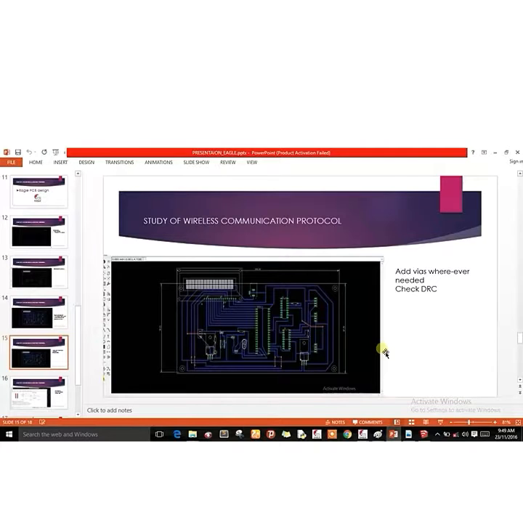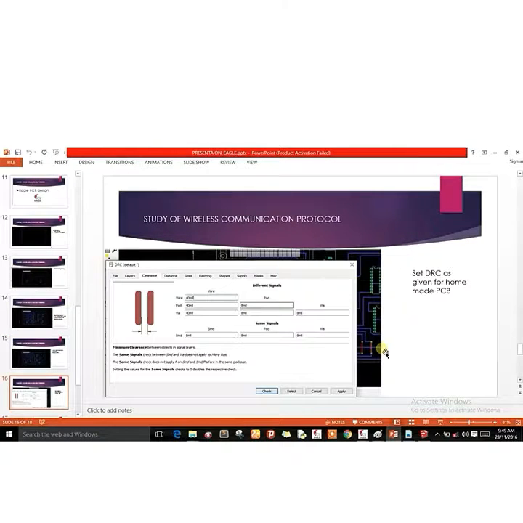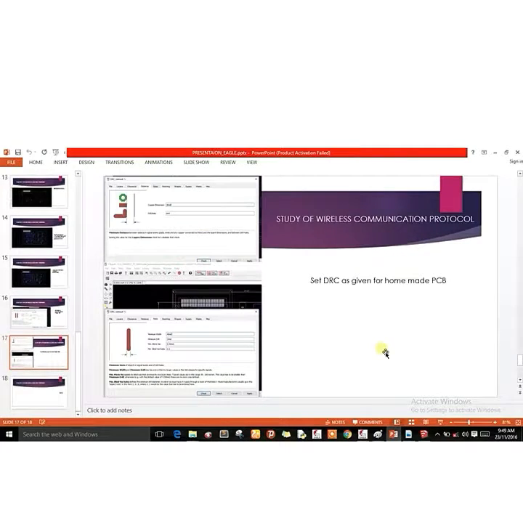In DRC, fill up the rules for a homemade PCB: the distance between two wires is 40 mil, the distance between wire and pad is 40 mil, the distance between wire and wire 40 mil. So in this way fill up the information. The distance between core dimensions is 40 mil, drill 8 mil. So fill this information, check for DRC and print your PCB. So it's a demo.